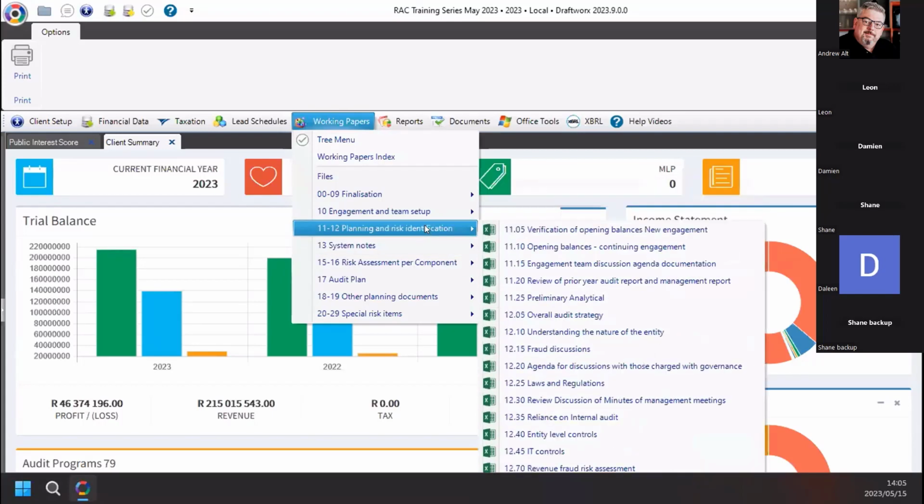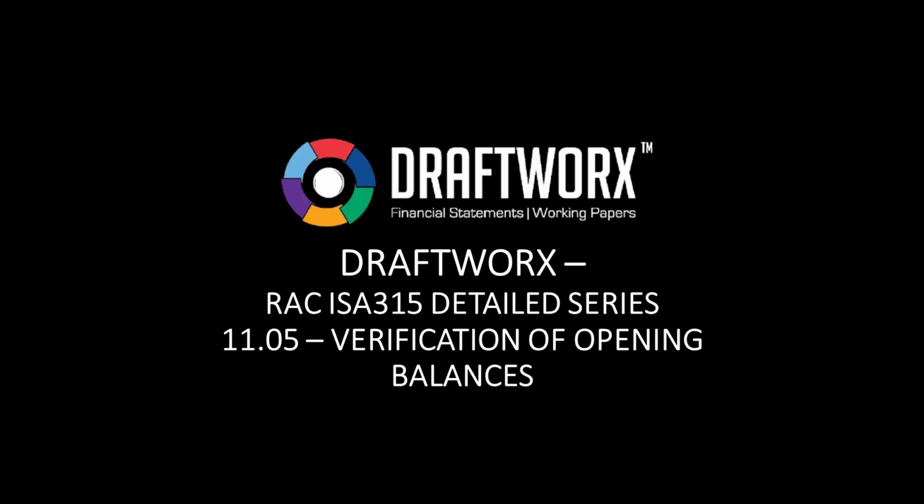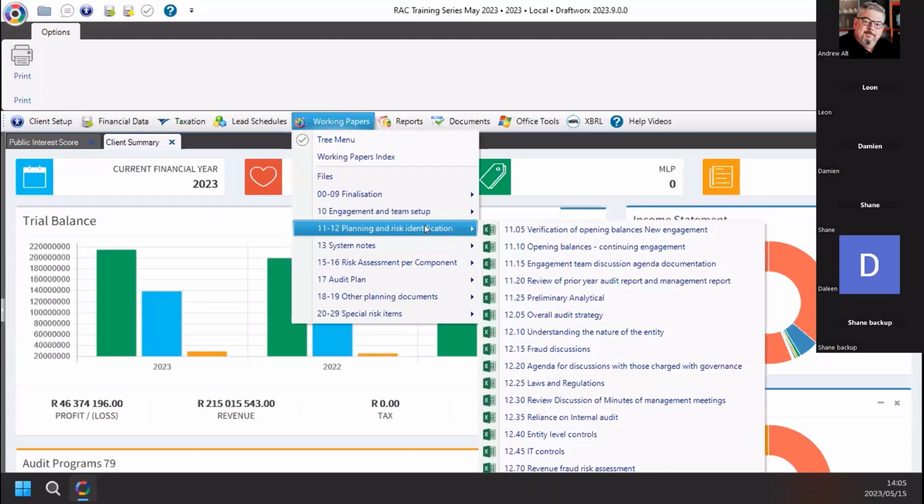But in the planning, we are going to go through quite a lot of these, go through the basics of what's happening in section 11 and 12, and then go and have a look at a few specific ones. So I hope everybody is ready to go. And we can get started on our first document, which is 11.05.